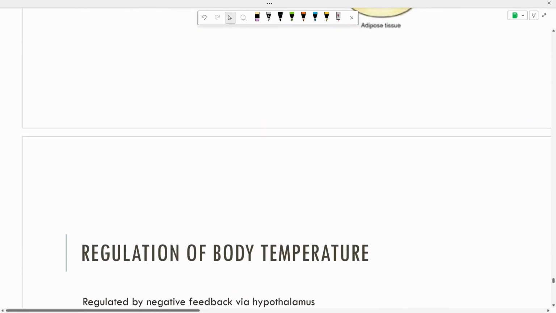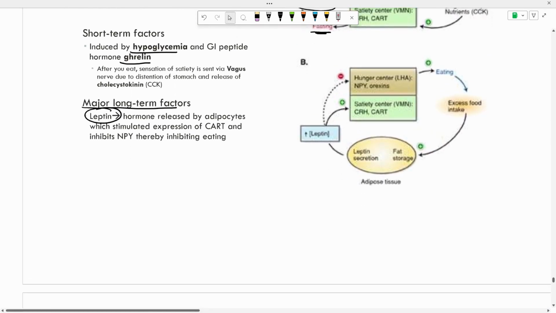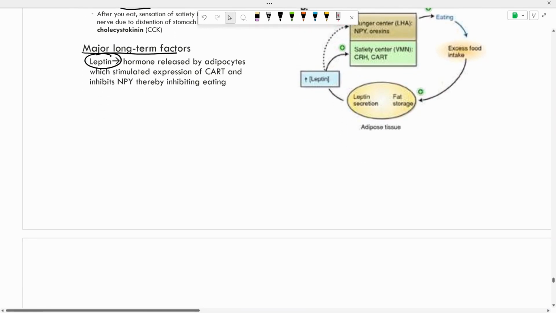Okay, another thing about food. There is a time period before you start feeling full. Once you start eating, in about 15 minutes, you'll start feeling full. That satiety center is being triggered, and you lose that hunger response.